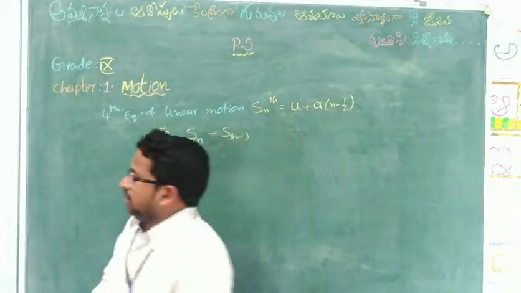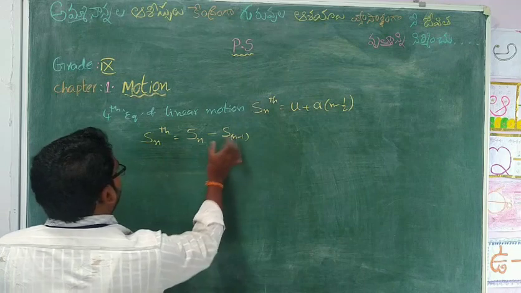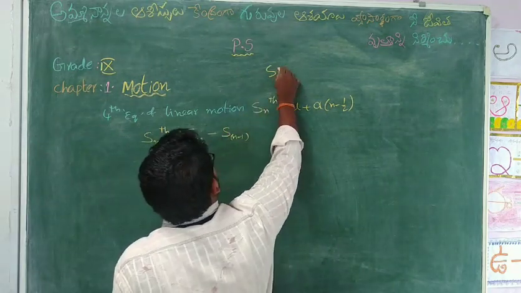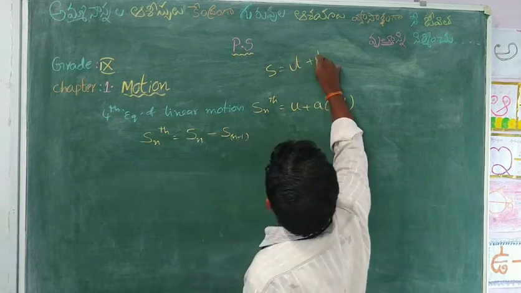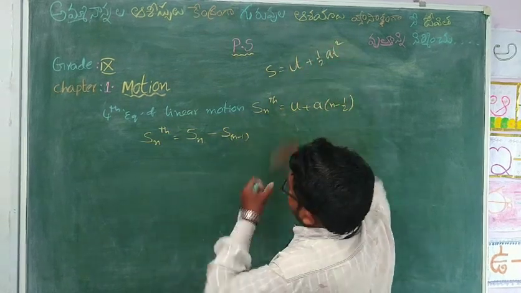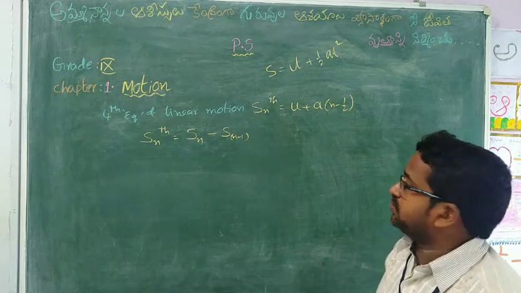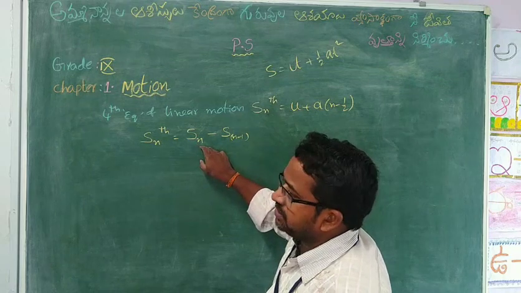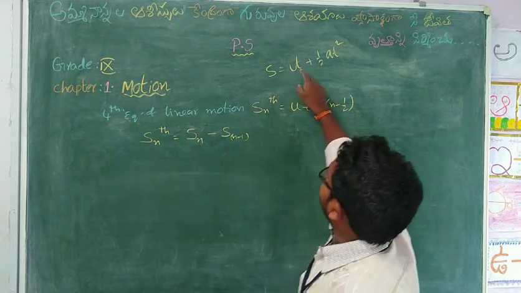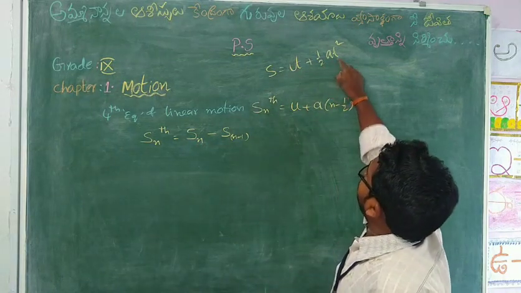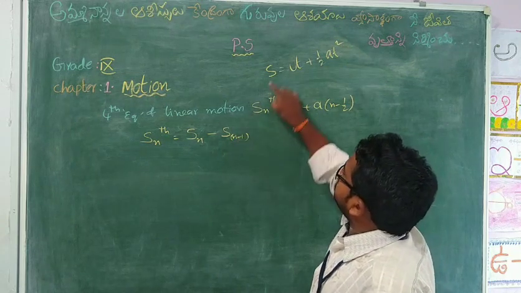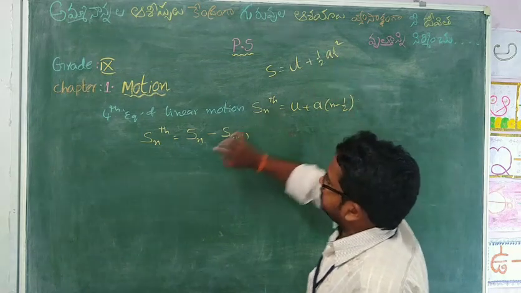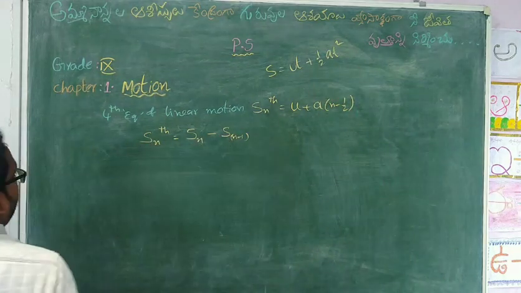Clear? Right. Now let us see, Sn is equal to Sn minus Sn minus 1. What is this S? What is the S equal to formula? Second equation of linear motion. Very good. S is equal to ut plus half at square. But here, t is the 9 seconds. Instead of t, what is there here? n is there. So simply substitute here, un plus half a n square will come. If you want n minus 1, u into n minus 1 plus half a into n minus 1 whole square. Simply substitute those values to get the answer.